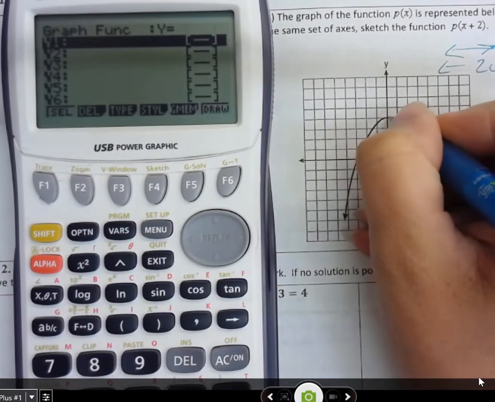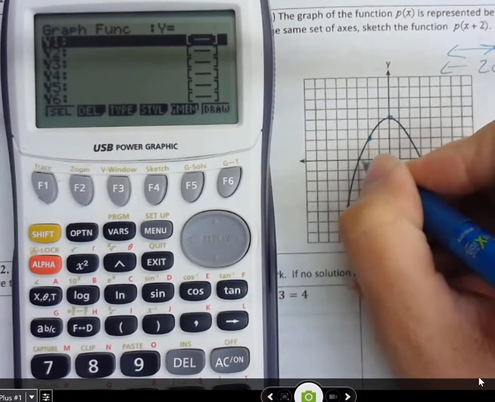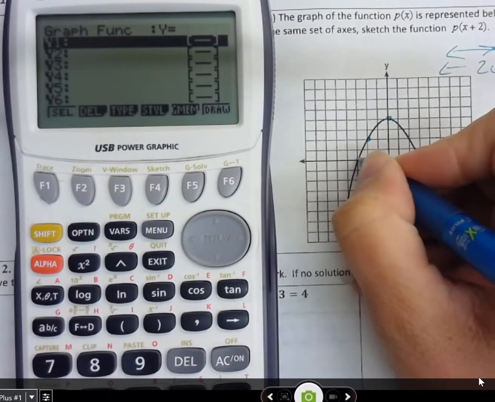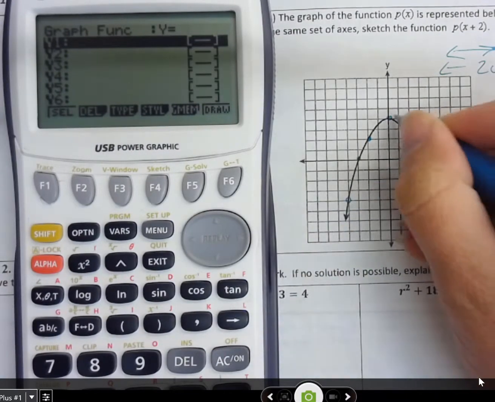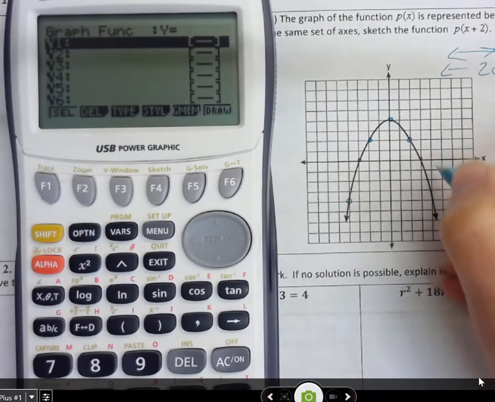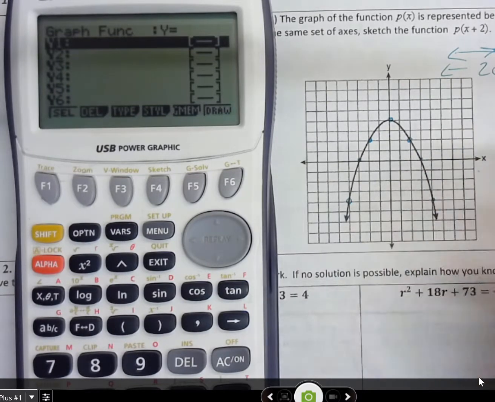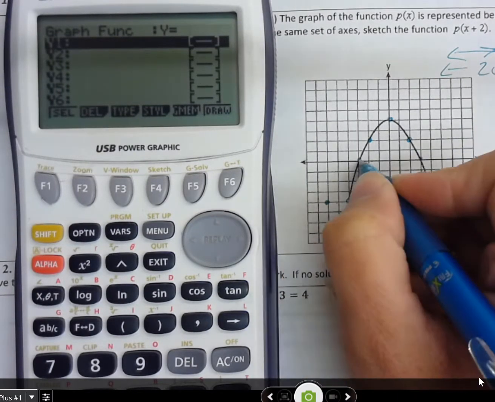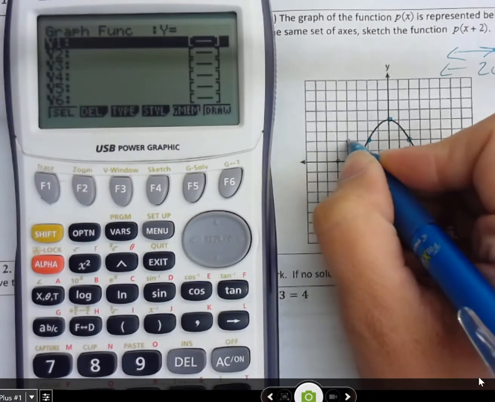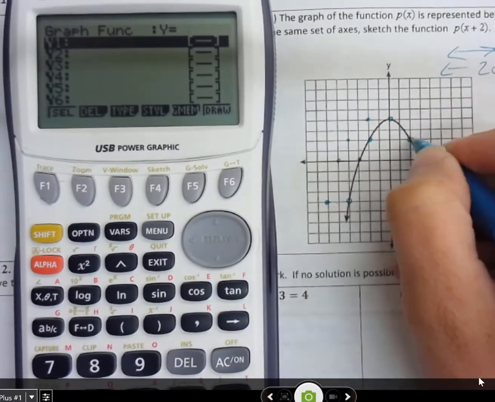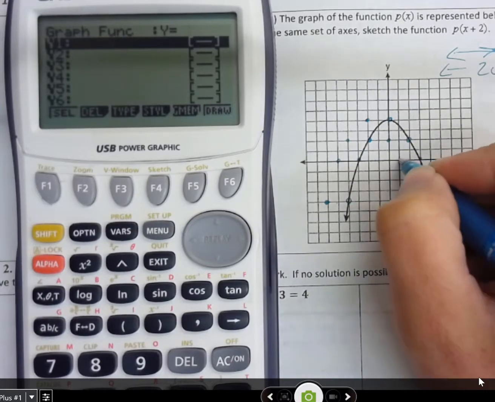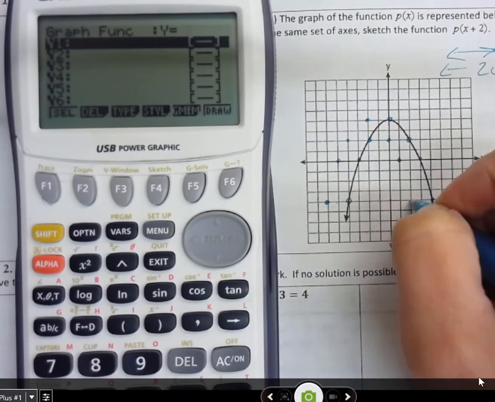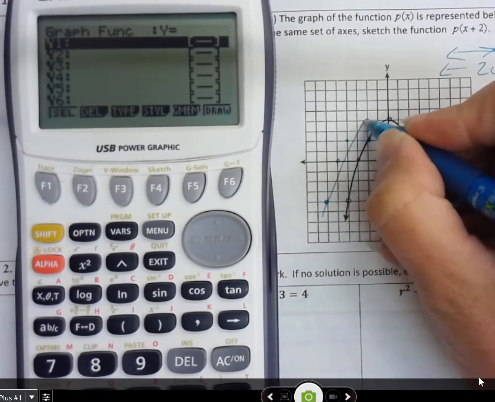So we just find some points on the graph that we can see. So I have one there, it looks like there's kind of one here, maybe one right about there, and we just shift them over 2 units. Over 2 units, over 2 units, over 2 units. This way we can get the general shape. Okay, and connect the points.